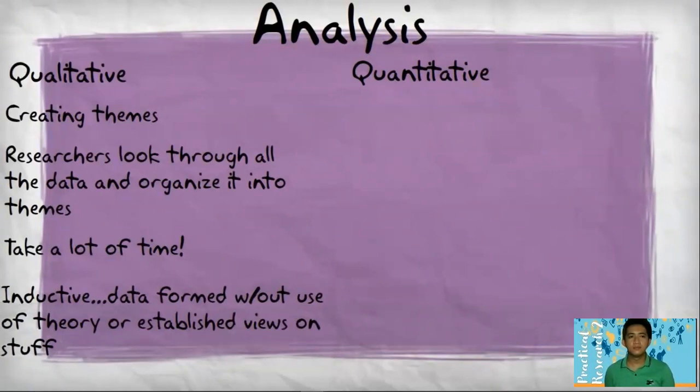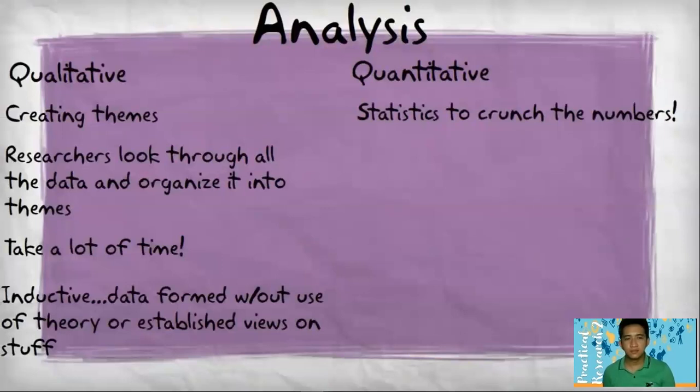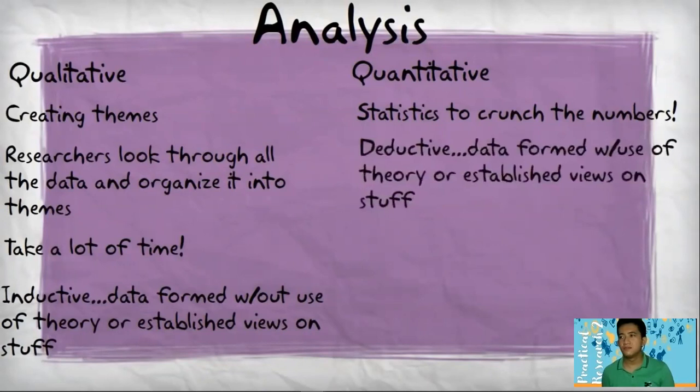On the other hand, in quantitative research, analysis involves the use of statistics to crunch numbers and figure out what those numbers mean in terms of answering a research question. Qualitative research looks at themes, and quantitative research analysis crunches numbers, statistics. Quantitative research is also usually deductive. It's based on existing theories and information that's already out there to help form research questions, and how data is collected and how it's analyzed.